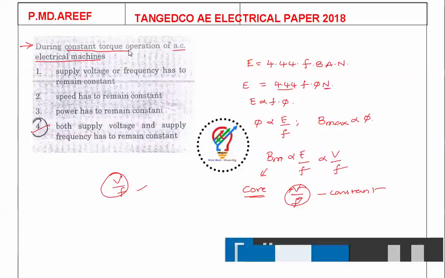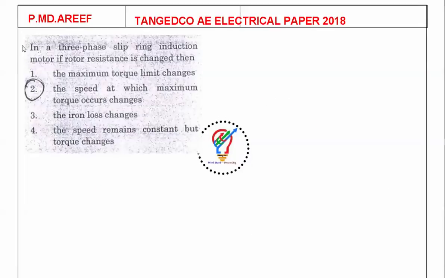Next question. In a 3-phase slip ring induction motor, if the rotor resistance is changed, then what is going to happen here? Okay, so we know that the maximum torque limit changes, the speed of the maximum torque, the iron loss changes, and they are asking about the torque here.